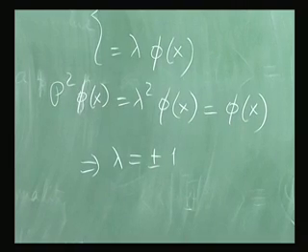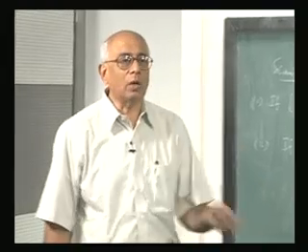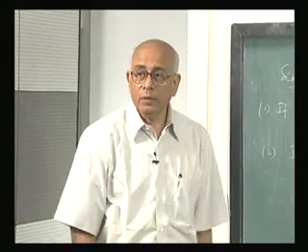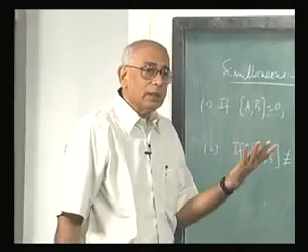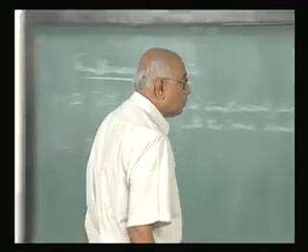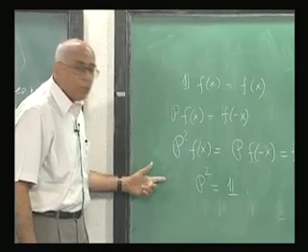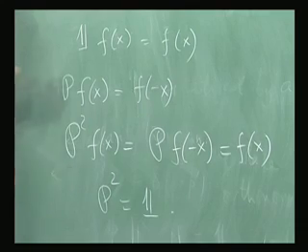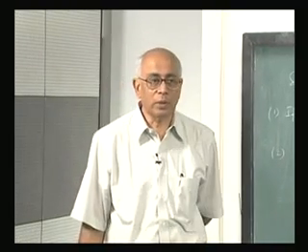What do you call the case lambda equal to plus 1? Even functions, and the case minus 1 you call odd functions. So even functions and odd functions are eigenfunctions of the parity operator. But every function is an eigenstate of p squared. So p squared has a much bigger set of eigenstates than p itself. P and p squared commute, but not all eigenstates of p squared are eigenstates of p. The converse is true: all eigenstates of p are a subset of the eigenstates of p squared.